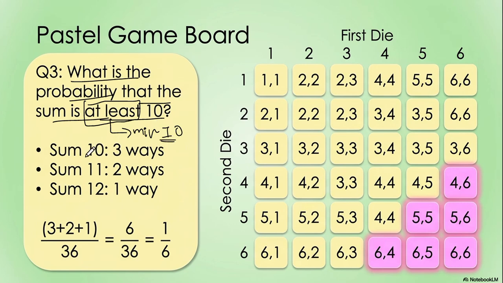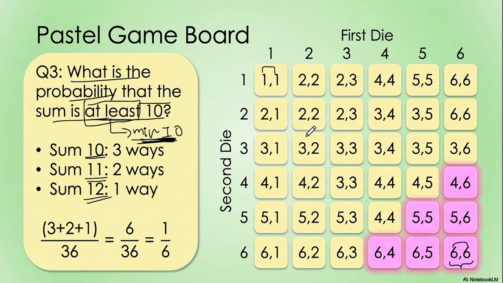So we can take 10, we can take 11, we can take 12. The maximum sum is 12 because if you look at the last element, that is 6 comma 6, so 6 plus 6, the maximum sum is 12. And the minimum sum is 1 plus 1, 2. So we want the sum to be minimum 10. At least 10 means minimum 10, so we can take 10, 11 and 12.